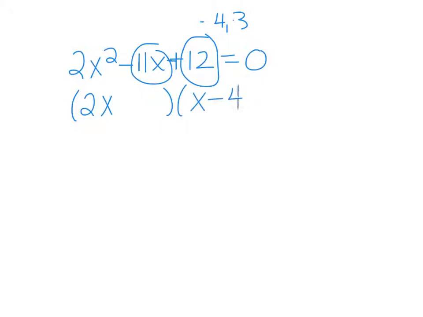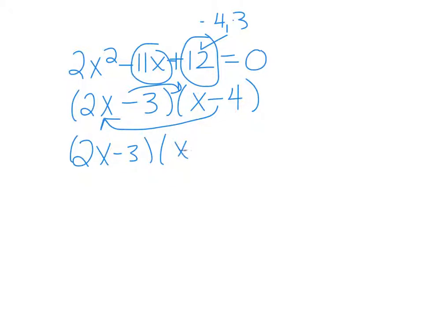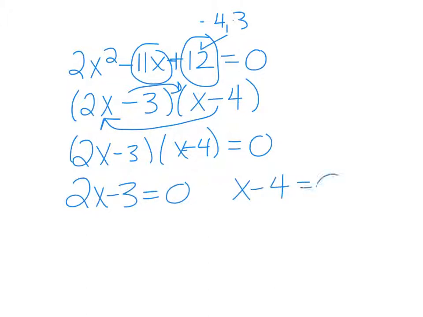So if I had a negative 4 and a negative 3, negative 3 times negative 4 would give me my positive 12. I'd have a negative 8x minus 3x, which would give me a negative 11x. So those are in fact my factors. So I'm going to set 2x minus 3 multiplied by x minus 4 equal to 0, and I'm going to set my factors to 0. So 2x minus 3 is equal to 0, and x minus 4 equal to 0.